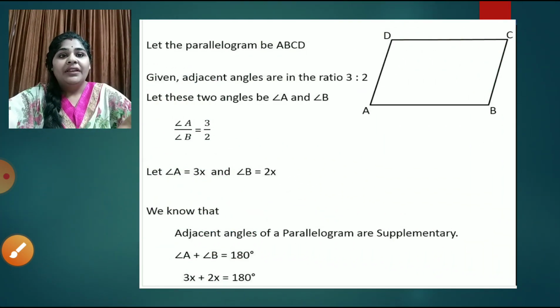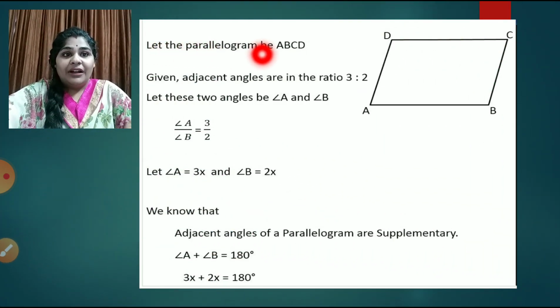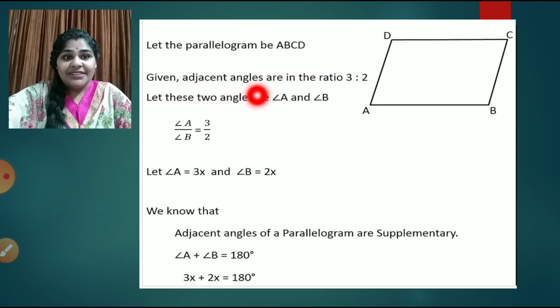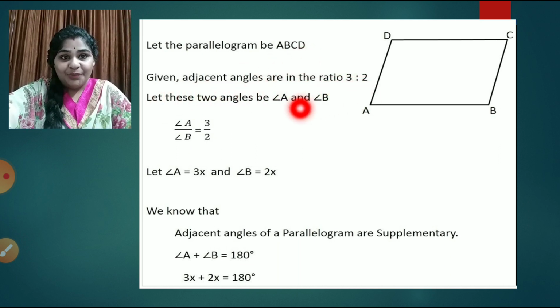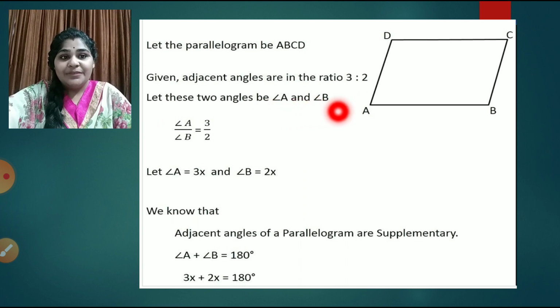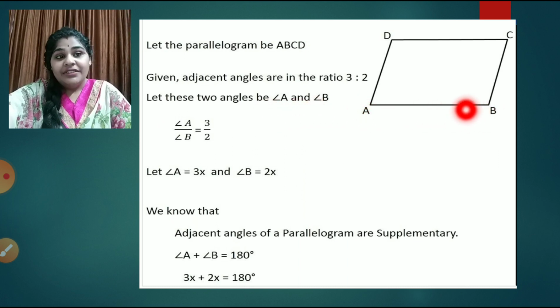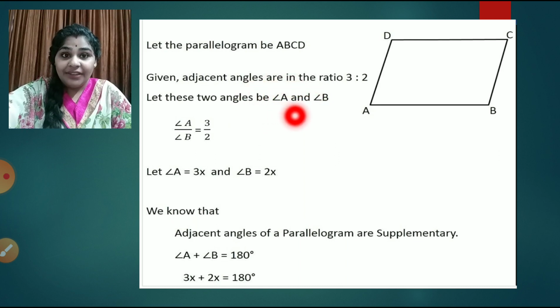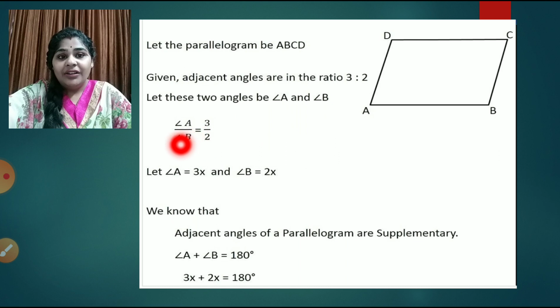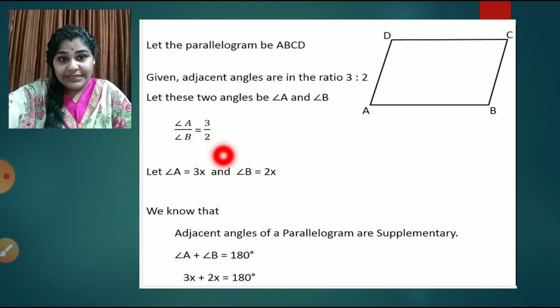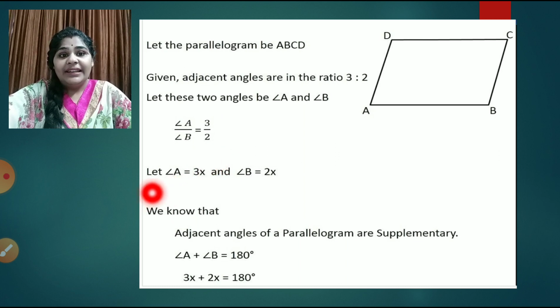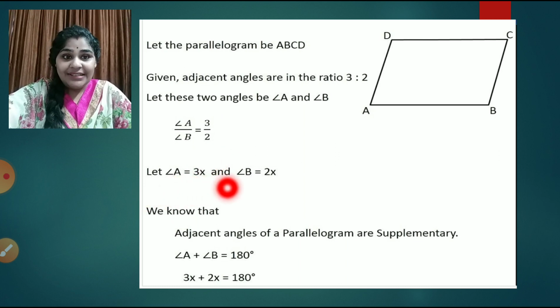Let parallelogram be ABCD. Given adjacent angles are in ratio 3:2. Let these two angles be angle A and B. There it was not given anything, children, so we are specifying each and everything according to the names. So angle A is to angle B is nothing but 3:2. The ratio was given to us. So let angle A be equal to 3x and angle B be equal to 2x.